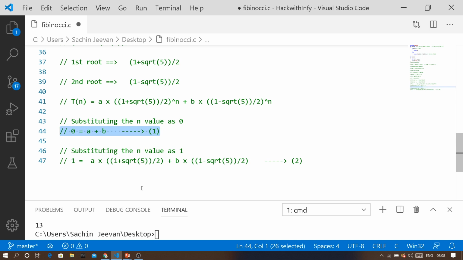Okay, now we have two equations. One is a plus b equal to 0. The other equation is a multiplied by ((1 plus square root of 5) divided by 2) plus b multiplied by ((1 minus square root of 5) divided by 2) is equal to 1. So from equation 1 we can write a is equal to minus b, or otherwise b is equal to minus a. Both ways we can write. So what we can do is, instead of a we can substitute minus b.